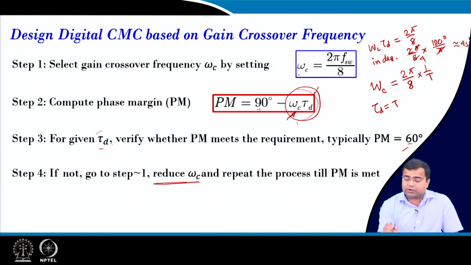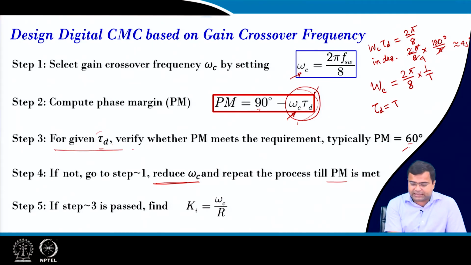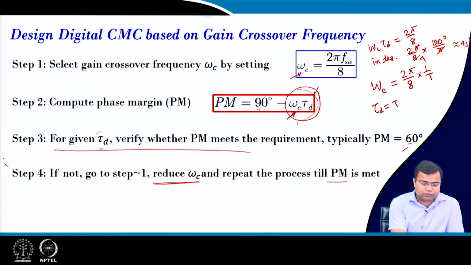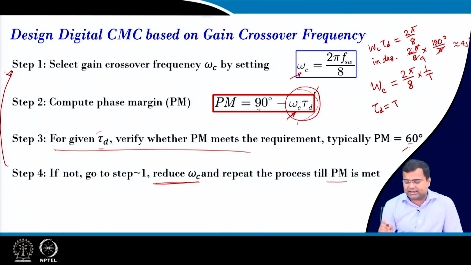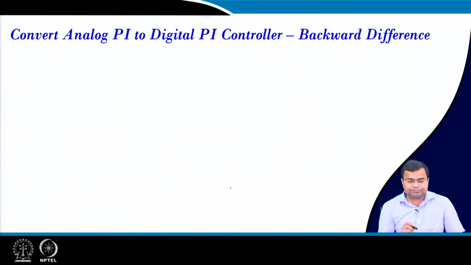That means our initial target was to achieve 1/8 of the switching frequency. In order to achieve 60 degree phase margin, you may have to operate below 1/10 of the switching frequency. This is because you want to meet the required phase margin. If this is not satisfied, then you have to go to step 1, reduce the omega c, and again cross check until you reach 60 degree phase margin. Once it is met, that means you know what is my crossover frequency, then you simply obtain the integral gain by this omega c by R.